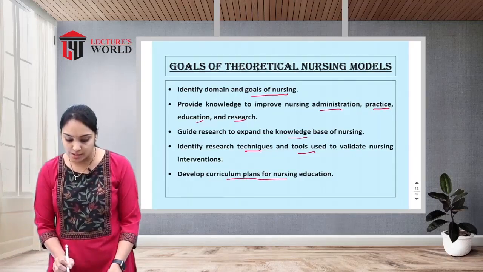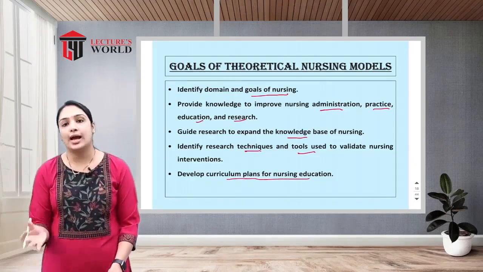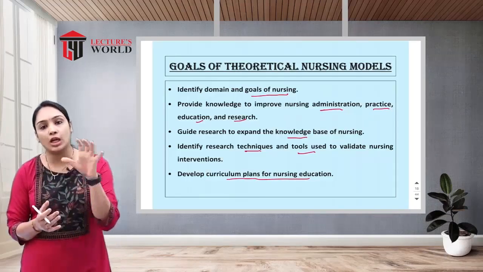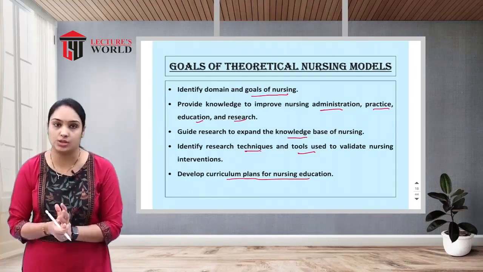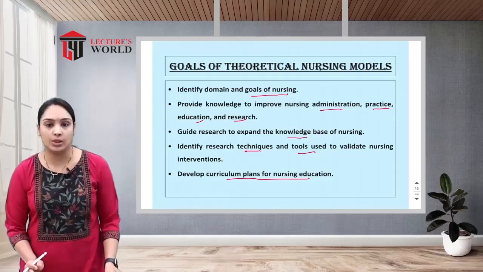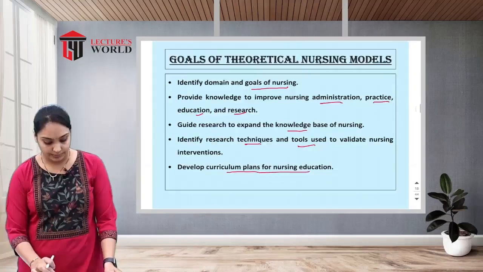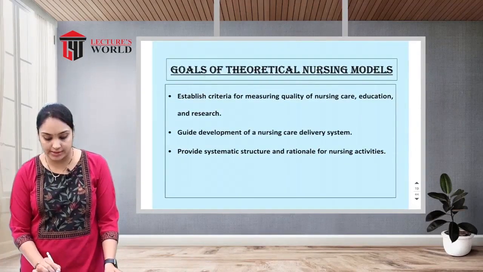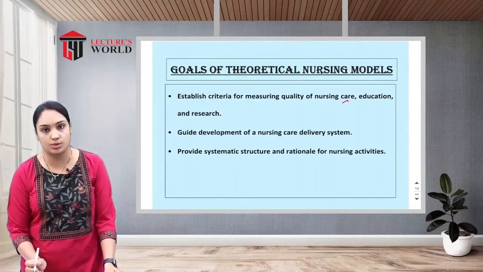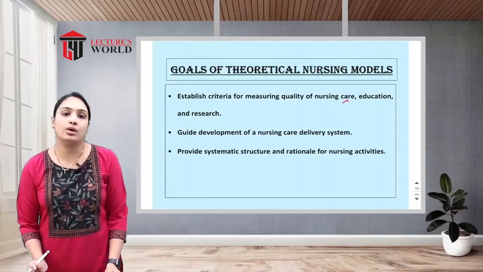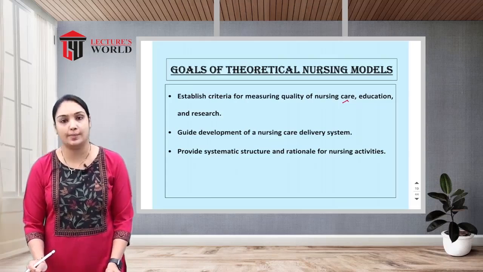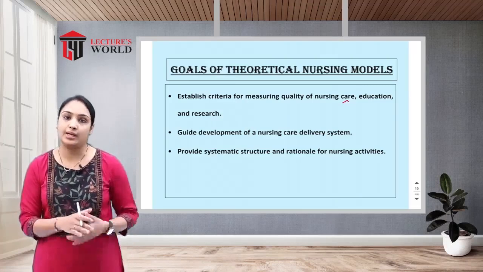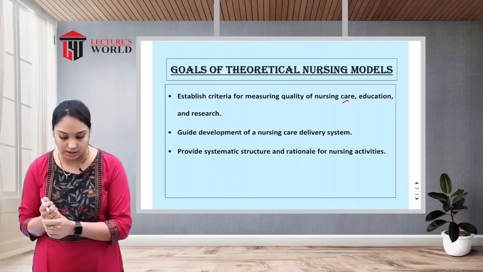Develop curriculum plans for nursing education. With the help of these theoretical models, we can develop the overall curriculum planning for education, so we can also improve the education side by this model. Establish criteria for measuring the quality of nursing care, education, and research. We can measure the quality of nursing practice, education, and research by developing criteria with the help of the nursing theory model.